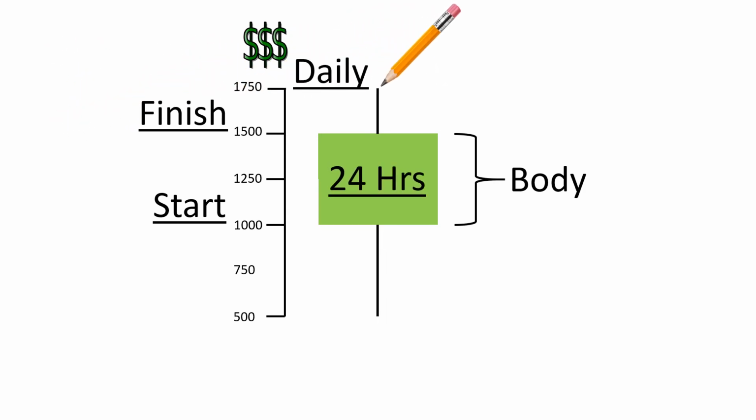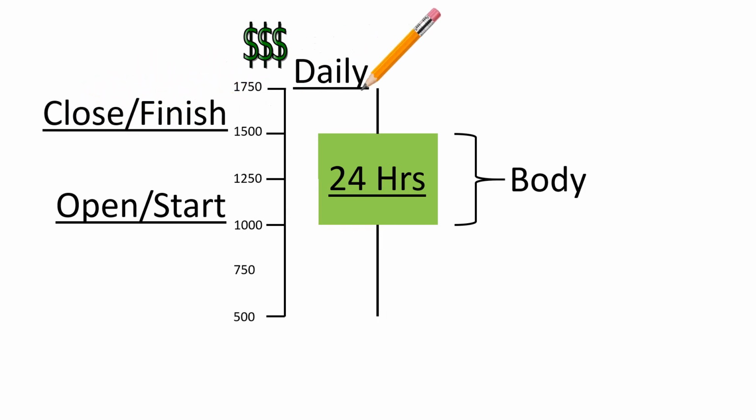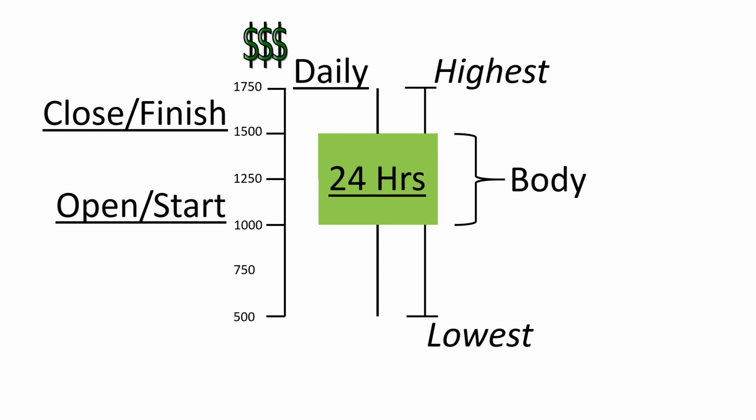And the body shows where the price started or opened at the beginning of the 24 hours, and where the price finished or closed at the end of the 24 hours. That's why the start and finish are also known as the open and close price. And finally, the wicks. The top of the wick represents the highest price reached today, which was 1750, and the bottom of the wick represents the lowest price reached today, which was 500.